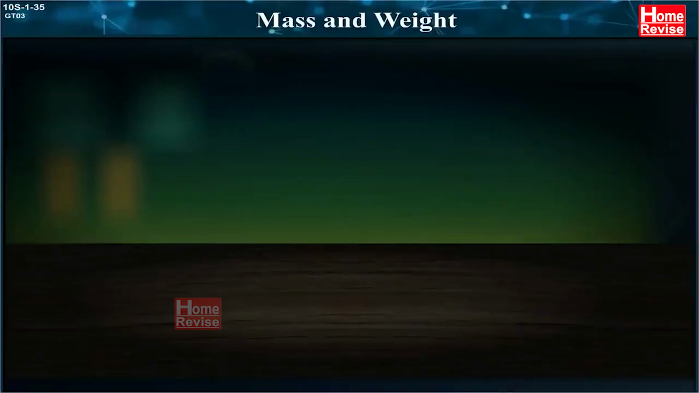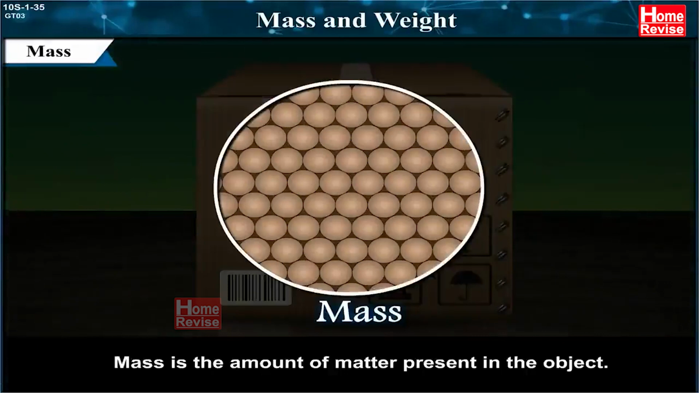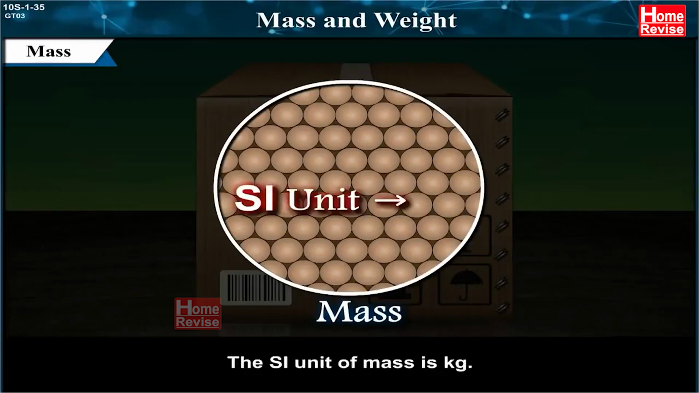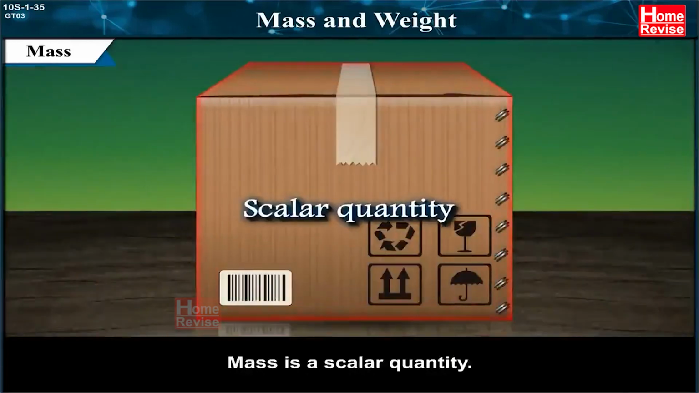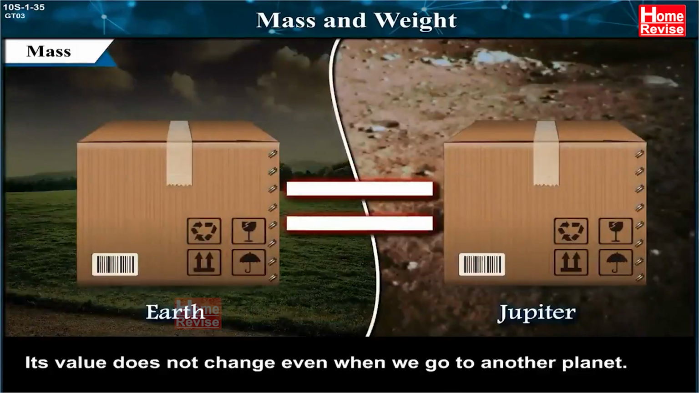Mass and weight. Mass. What is mass? Mass is the amount of matter present in the object. The SI unit of mass is kg. Mass is a scalar quantity. Its value is the same everywhere. Its value does not change even when we go to another planet.